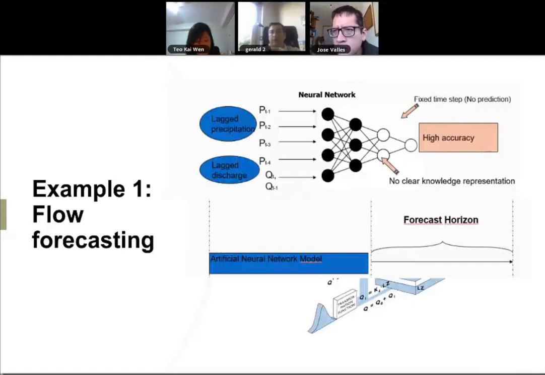The limitation is that it has fixed time steps. So whatever you give it is what it's learning. And most of the time you read only the measurements from your device. That means there is no knowledge representation, and it's fixed on your delta t. In a conceptual model or a physically based model, you are representing the physics, so you can play with time. In this type of model, not.